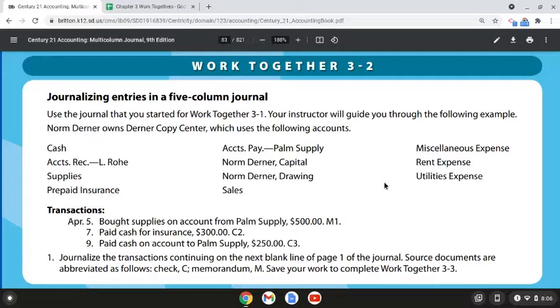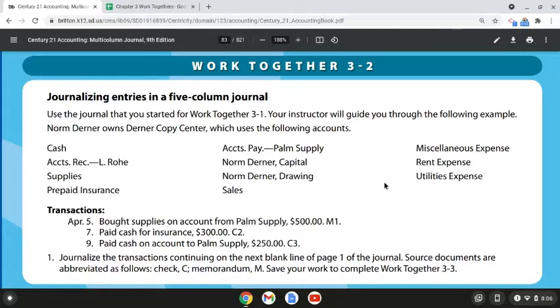But anyway, today I will be going over the 3-2 work together, where we will be continuing to journalize entries in a 5-column journal. So the instructions say, use the journal that you started for work together 3-1. Your instructor will guide you through the following example. Norm Derner owns Derner Copy Center, which uses the following accounts. We had already used some of these accounts in the last work together, which was work together 3-1, and today we are going to continue to use some of those accounts in work together 3-2.